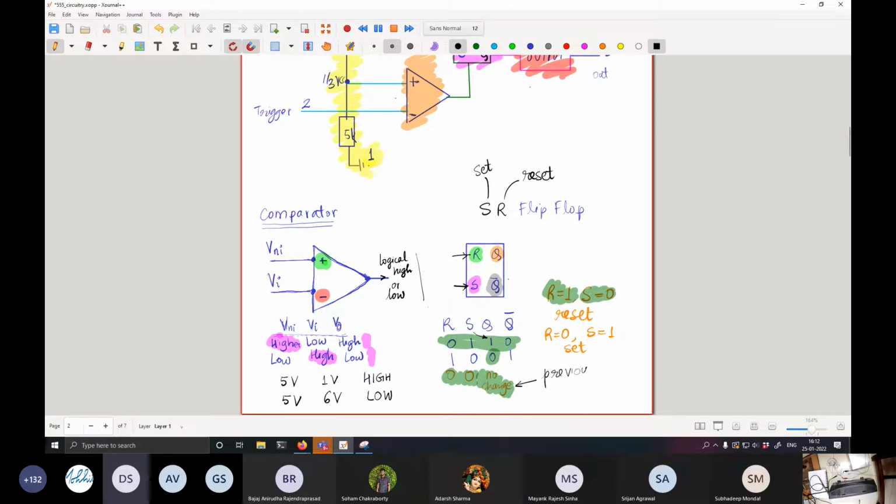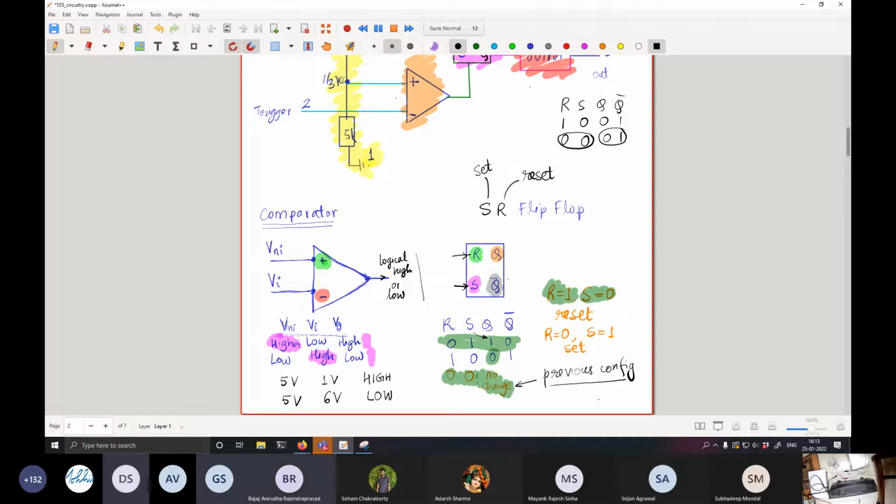Suppose at a given time, R, S, Q, Q bar is 1, 0, 0, 1. Now suppose R goes to 0, S also is 0. So what will be the output of Q and Q bar? It will be 0, 1 only. This will not change because both of them have become 0. It will be the previous configuration. A very important aspect. Is it clear?